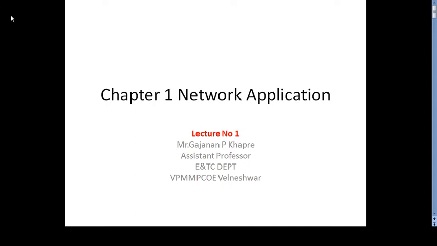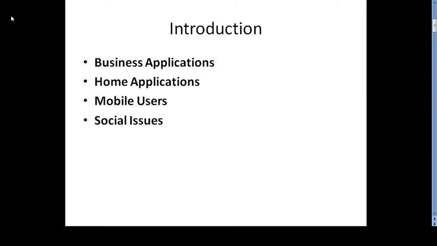In such a case, information can be collected, gathered and processed through the network. Whenever two people are far away, thousands of miles apart, they communicate over a network. So what are the network applications? The network applications are basically classified into 4 types: business applications, home applications, mobile users and social issues. In this lecture we see the network applications one by one.